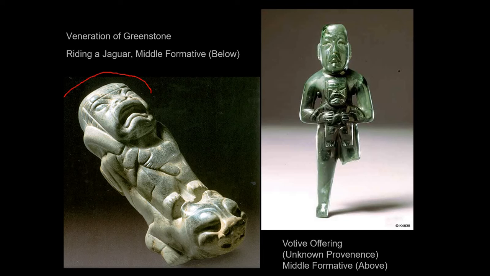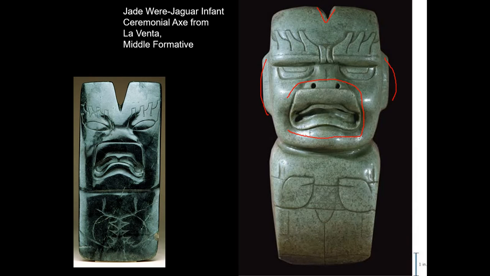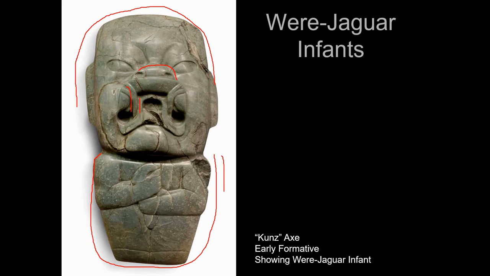Here we have another one of these were-jaguar babies. It itself is holding a celt, or a ceremonial axe, and it is riding on the back of a jaguar. Here is another one. This one is one of our more typical greenstone figures, missing a leg here. But he is holding one of these terrifying were-jaguar babies. Now in some cases it's hard to tell if we're talking about infants or dwarfs, but these definitely seem to be infants. Many of them seem to be bound like infants, the way that infants would be when they were carried.